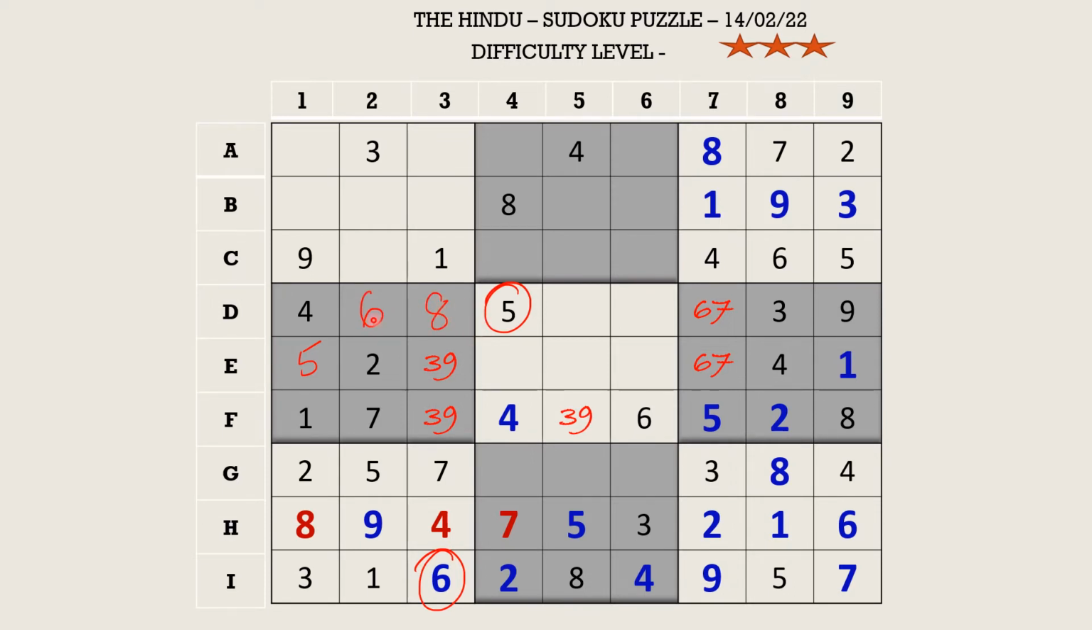This 6 cancels out the 6 here in D7. So D7 becomes 7 and E7 takes 6. Now in column D row there are only two empty cells and the missing numbers are 1 and 2.